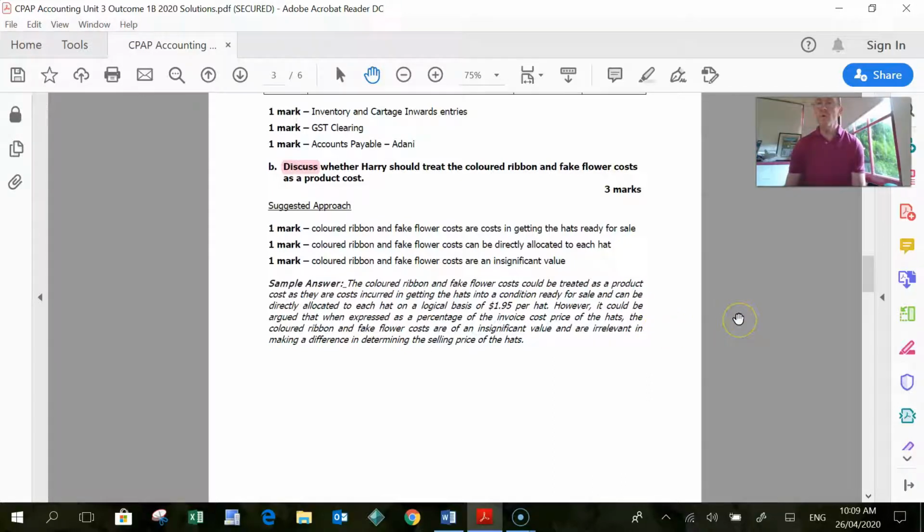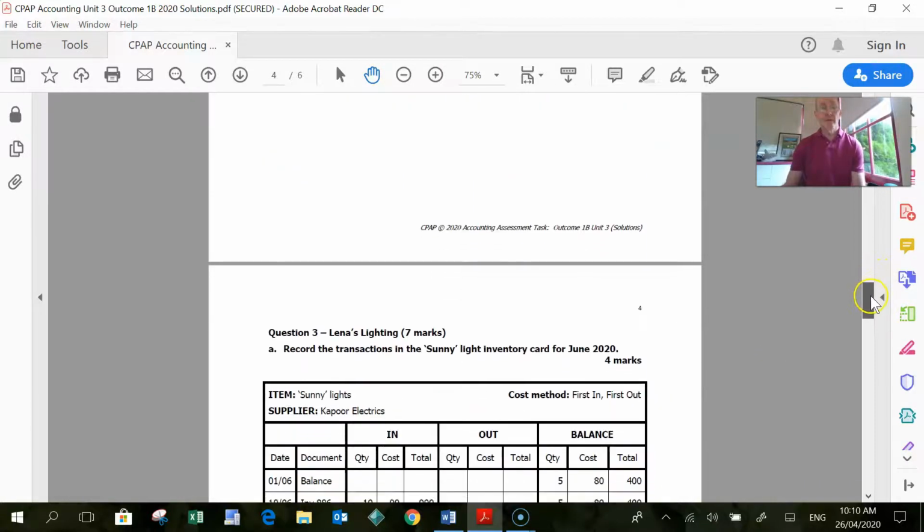You may recall we did one where there were 5 cents worth of stickers to a $65 item, and we discussed that it's your choice. You could either treat it as a product cost or as a period cost because it's fairly insignificant. So discuss questions: many of you on the 3 or 4 discuss questions only gave one side of the argument. So lost a mark, lost a mark, lost a mark, lost a mark. They all add up. So fix that with discuss questions.